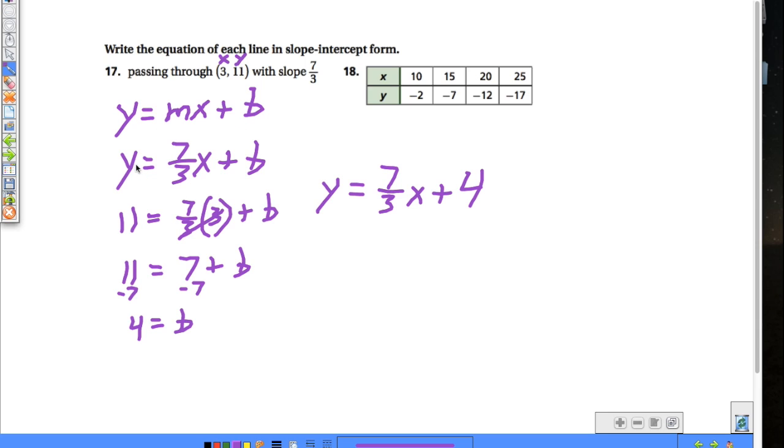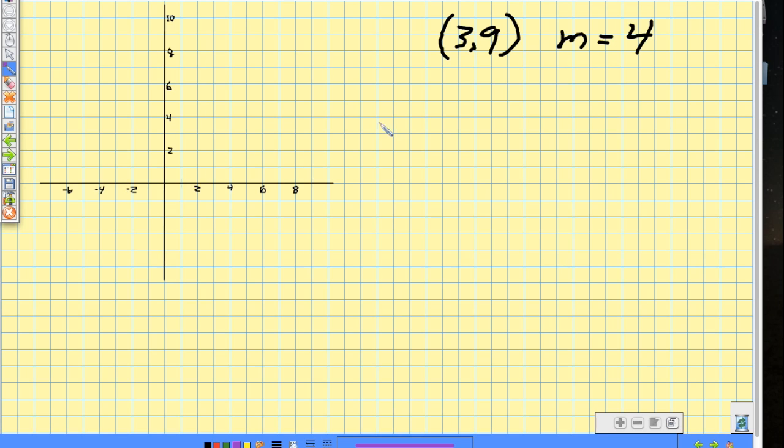Write the function, plug in the slope that you know, plug in the x and the y that you know, solve for b, and then once you know the b, you're ready to write the function. Let's try it again, and a couple of times really.